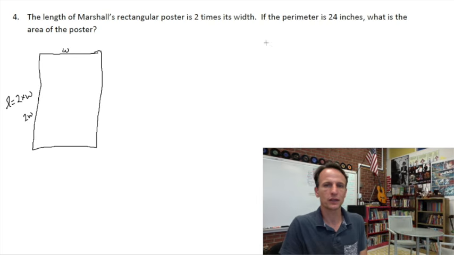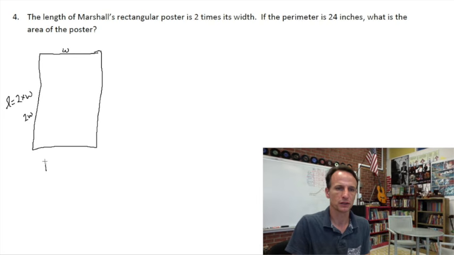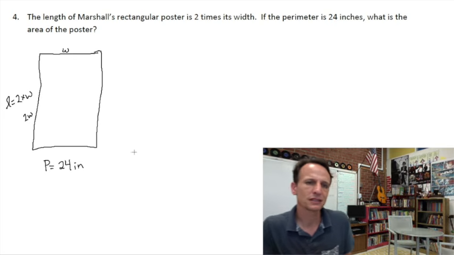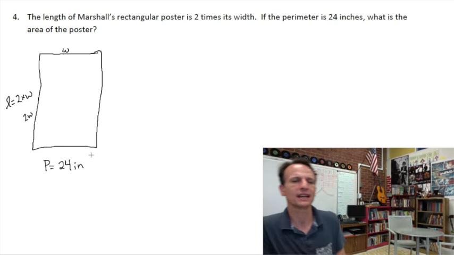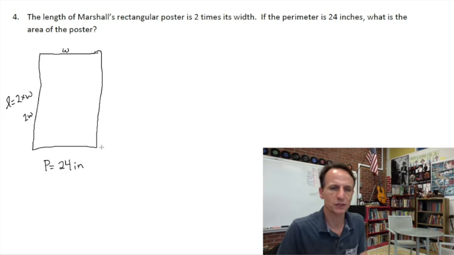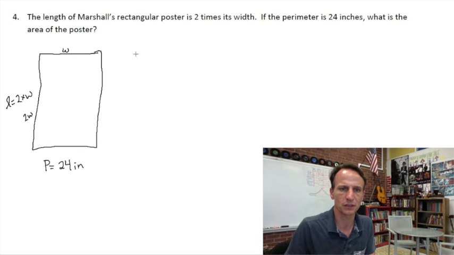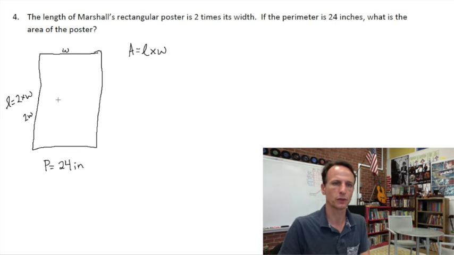And now I know one other thing. I know that the perimeter equals 24 inches. So now it's asking us, what is the area? Well, gosh, we know that area is the length times the width, so we don't know the length or the width or the area. How on earth can we do this? Maybe we can't do it. Maybe they're messing with our heads, man.